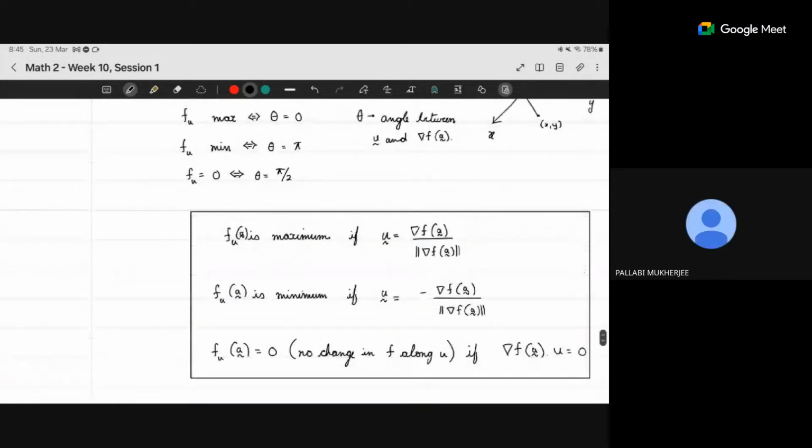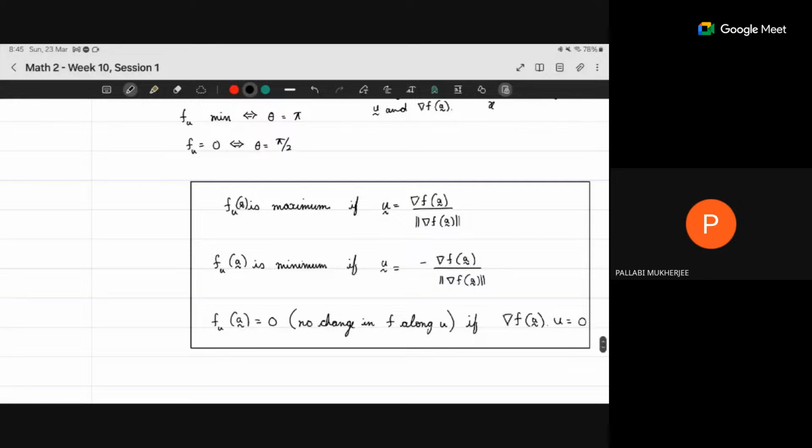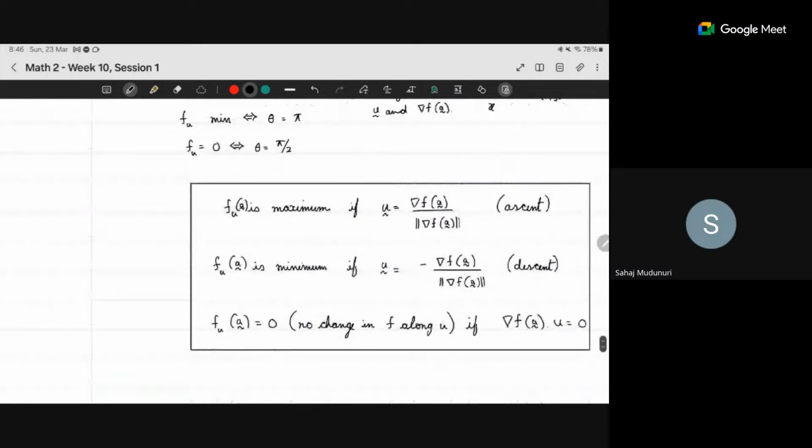Sir, which one is the descent? This is descent. And the upper one is steepest ascent. Ascent is increase in value and descent is decrease in value. You want the fastest increase of the value of f. So that is steepest ascent, and steepest descent is this. Sir, is this for all values in the function? I didn't understand. Could you repeat?